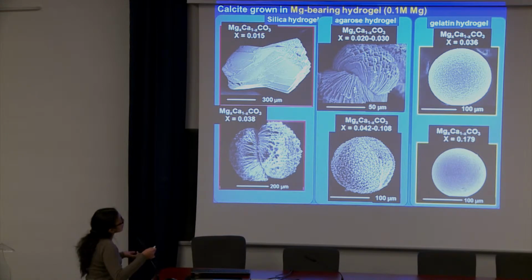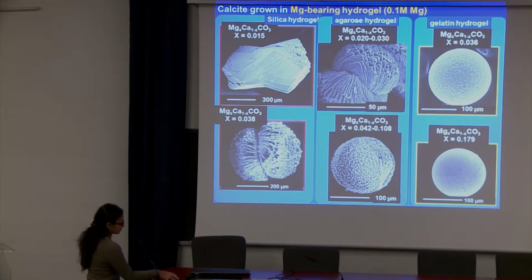But then if we go to the agarose hydrogels, the morphology changes, and the incorporation of magnesium also changes. Here you have a higher incorporation in this agarose hydrogel, 0.042, and you have a spherulite morphology. But with gelatin, this aggregate grown in the gelatin hydrogel has a magnesium incorporation of 17.9, which is close to 18. This is interesting because, like I explained, it has polypeptide. It promotes the incorporation of magnesium.